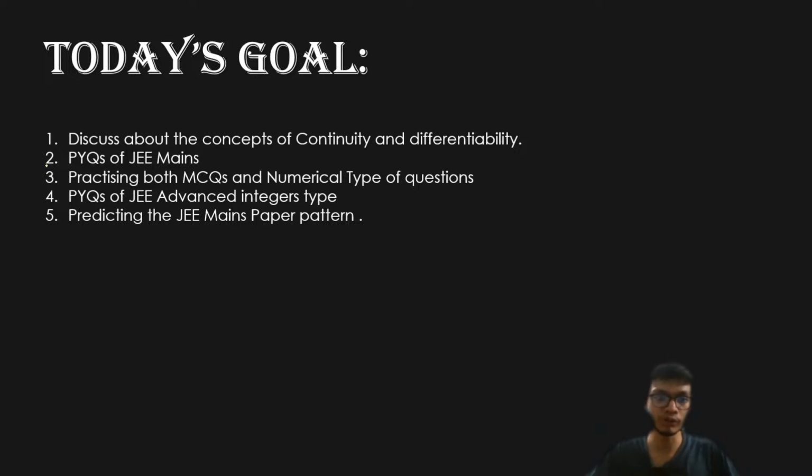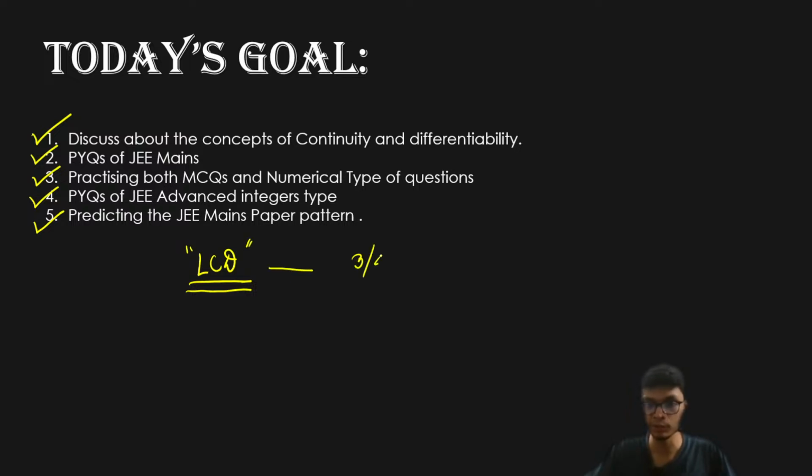So today our goal is to discuss the concept of continuity and differentiability, previous year questions of JEE Mains, MCQ and numerical types, and also previous year questions of JEE Advanced, and we will try to see a paper pattern. If you look at the last session, I discussed the weightage of the chapters or the topics from LCD. So you can at least expect 3 to 4 questions from this particular part of limits, continuity and differentiability in a paper.